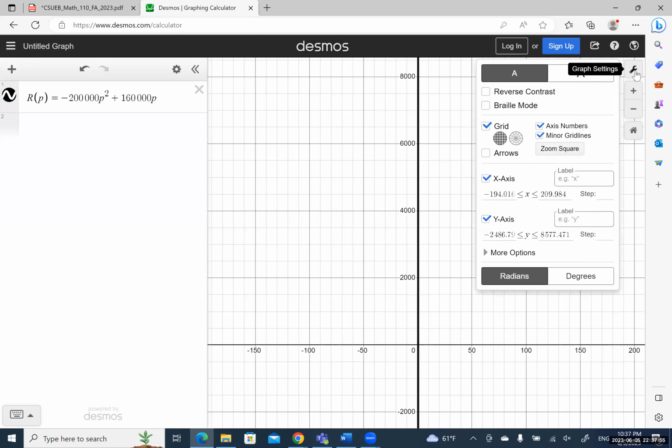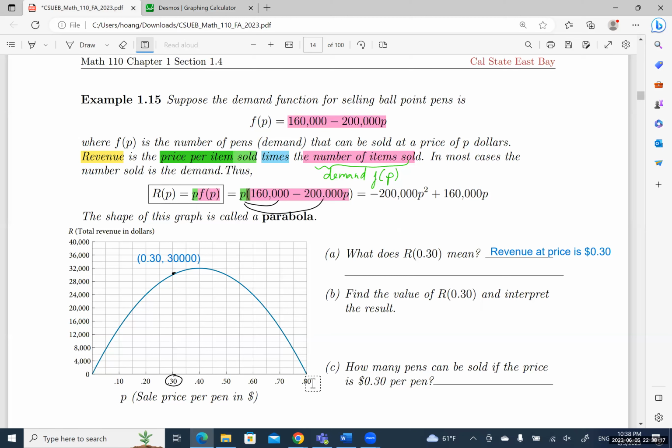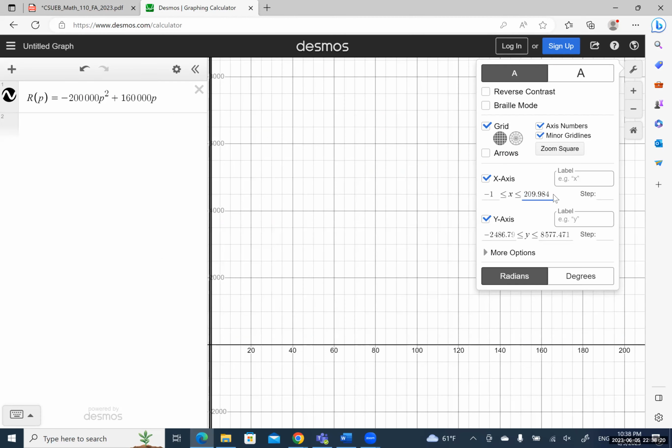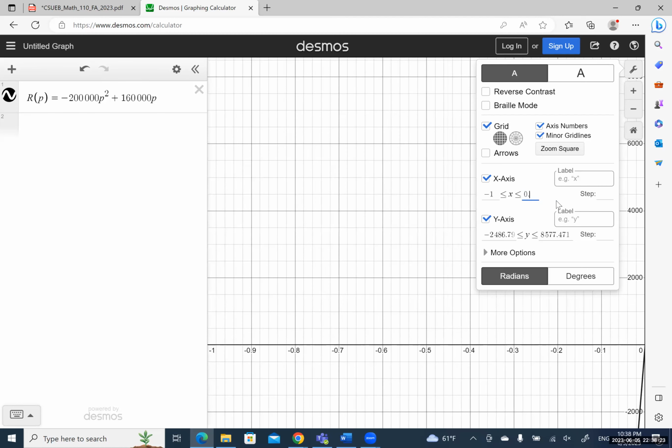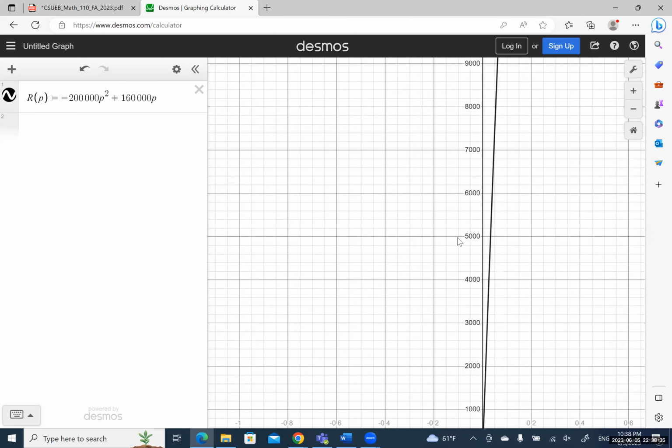First, click on the graph setting here. You need to adjust the x-axis. You don't need the negative value, so maybe just move up to -1. And then the value for the x-axis, which is the value of price, according to the graph here, you see that the price is going to be 0.80. So you're going to adjust to 0.80 only. All right, nice. And then for the y-axis, you may have to start from -1 or so.